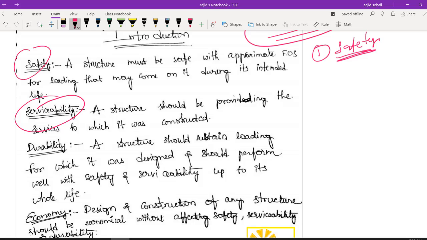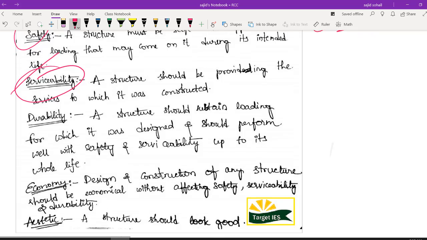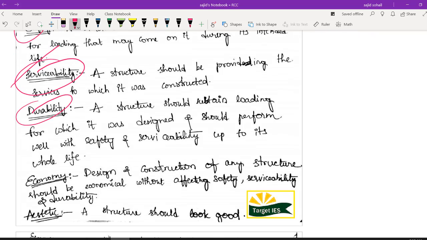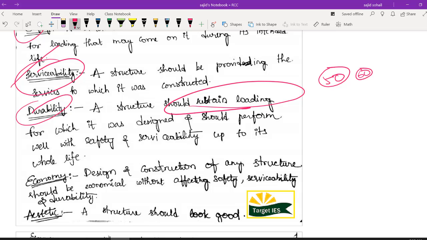Okay, so first thing is safety, second thing is serviceability, third one obviously durability. Your building should be durable. A structure should sustain the loadings up to its design period. If you are constructing a building for 50 years or 60 years, it doesn't matter. It should be able to take all this loading for the design period of time without any problem. I hope you got it.